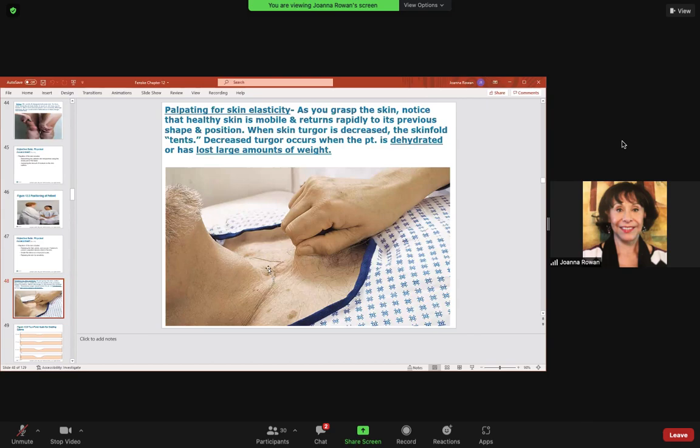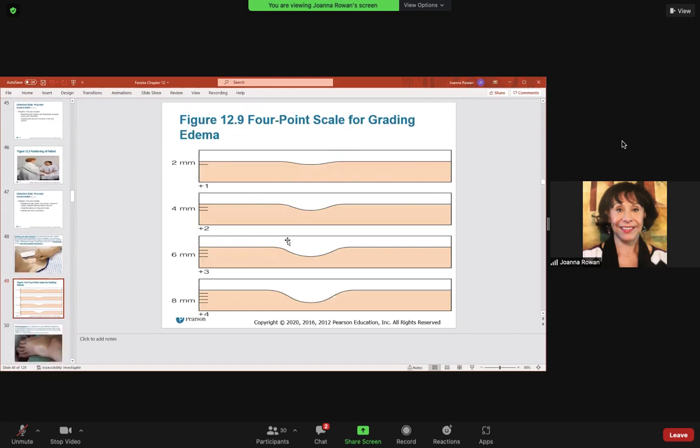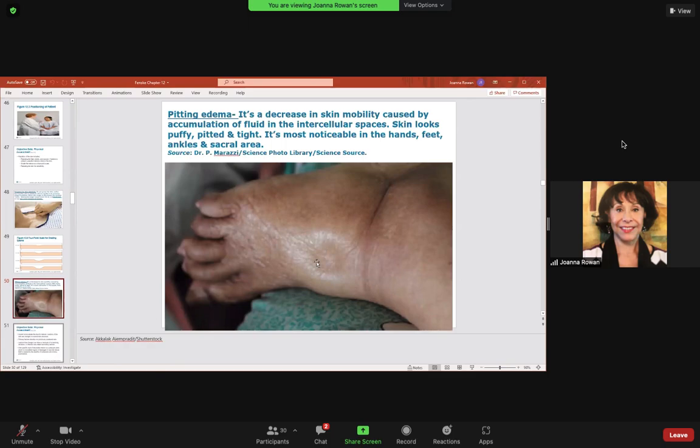You already know how to do palpating the skin elasticity or turgor. Know that. Know how to use the 4-point scale for grading edema. 2 millimeters equals 1 plus. 2 plus equals 4 millimeters. 3 plus equals 6 millimeters. So you just multiply it. Pitting edema, you can see it, know this.